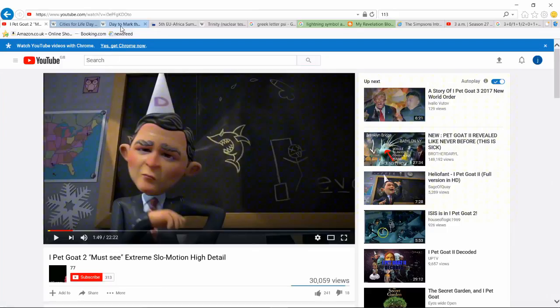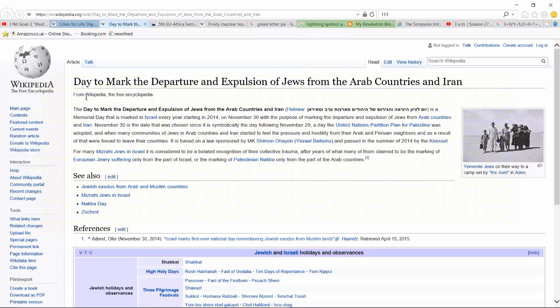And the other thing for the 30th of November as well is it's the day to mark the departure and expulsion of Jews from the Arab countries and Iran. So obviously with the problems going on in the Middle East at the moment and with Iran, the date seems quite important for Jews, especially as it marks the day of their departure and expulsion from those Arab countries and from Iran, and could signal another event to possibly happen some years later.